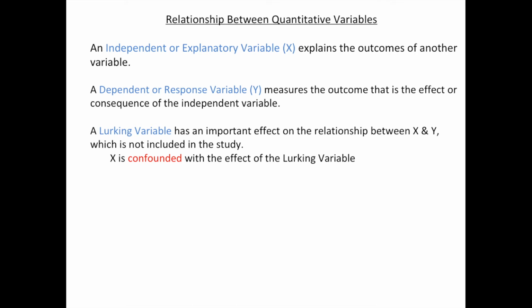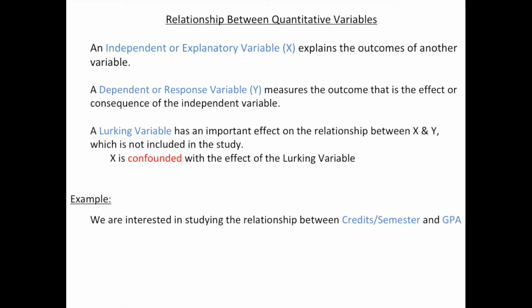So let's understand these terms through a simple example. Let's say we're interested in studying the relationship between the number of credits that a student takes per semester and their GPA. Then if we wanted to label these as independent and dependent, or the explanatory and the response variable, we can say that the credits per semester are the independent variable.